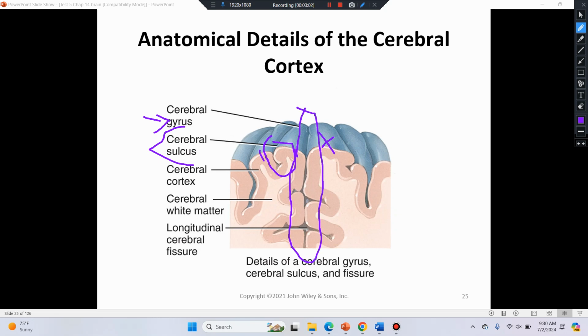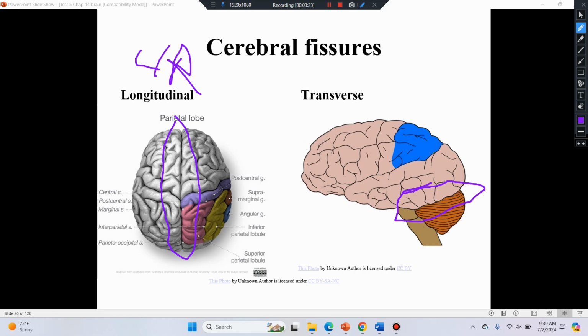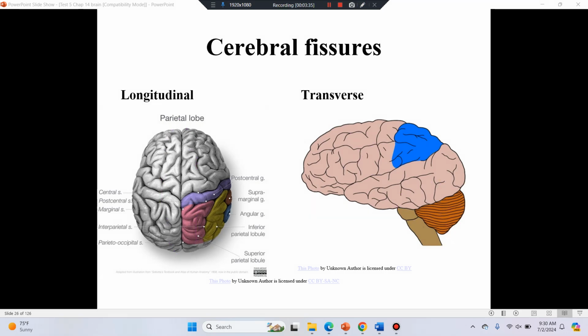In some places, we have a really deep fissure. There's two of them I want us to know. One is the longitudinal fissure, which separates the left and right cerebral hemispheres. That's an L/R. And the transverse fissure, which separates, what's this? The cerebellum from the who? Cerebrum. Okay, that's good so far.